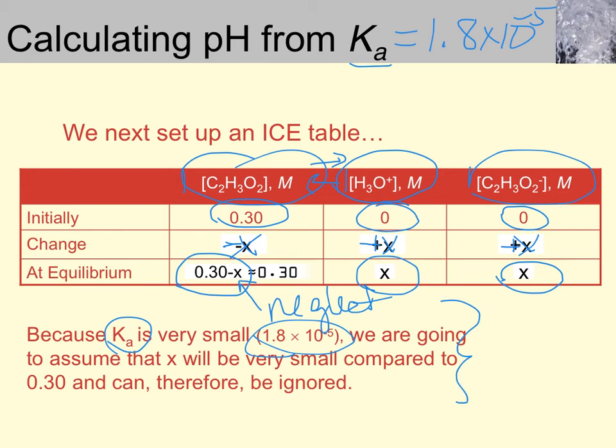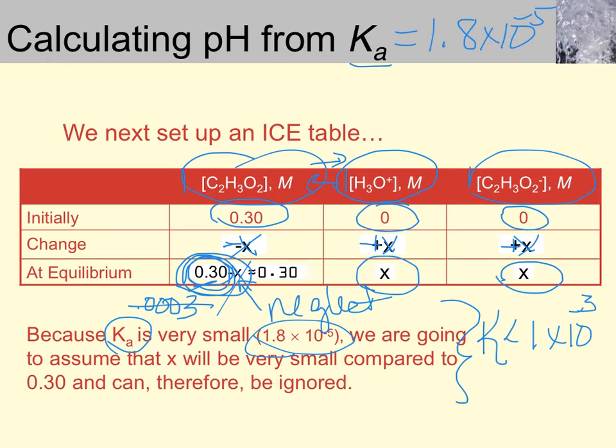So the rule of thumb, you may remember this from the last chapter: if a K value is less than about 1 times 10 to the minus 3, if it's that or smaller, it's often safe to neglect x. Okay, particularly if the initial concentration is close to 1 or greater than 1, and 0.3 is close to 1. If the original concentration was something like 0.0003, then we could not neglect x, okay?